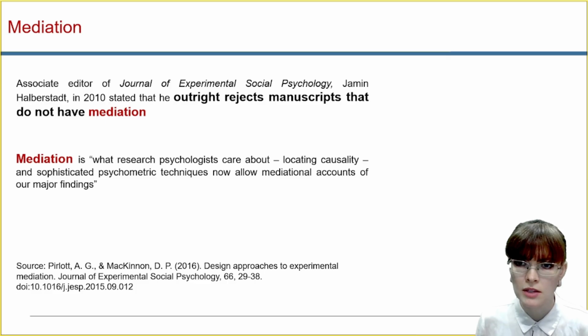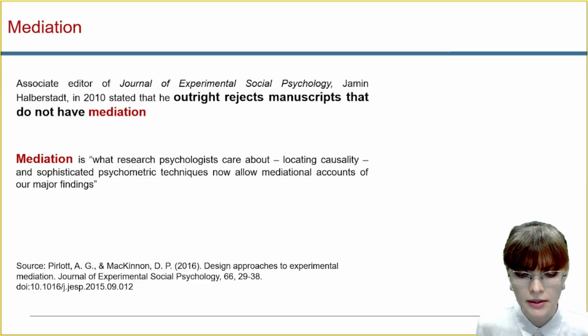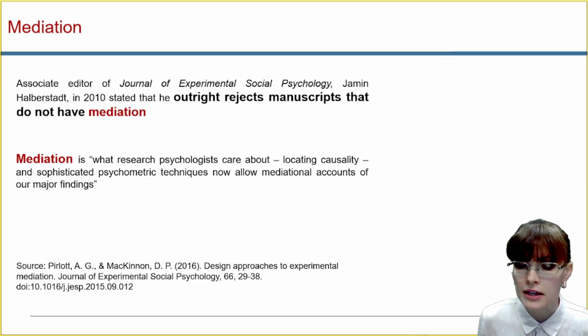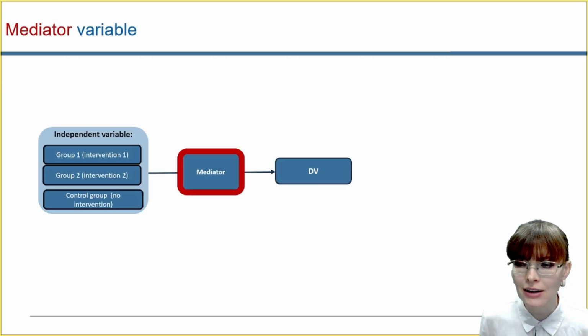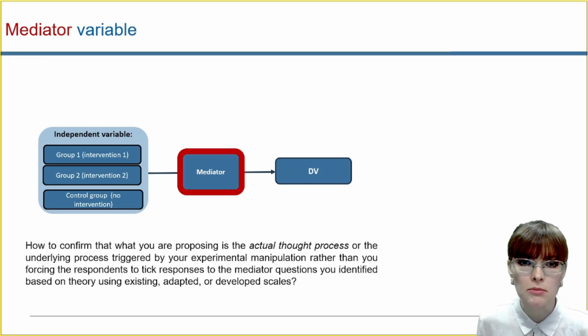Now that you understand the importance of mediation and that it is frequently expected in a lot of academic papers, because we want to understand the underlying process that explains the impact of your experimental manipulation on the phenomenon that you're studying, you may be wondering, well, how do I actually know that this mediator, this factor, is the actual mediator between my intervention and the outcome that I'm measuring?